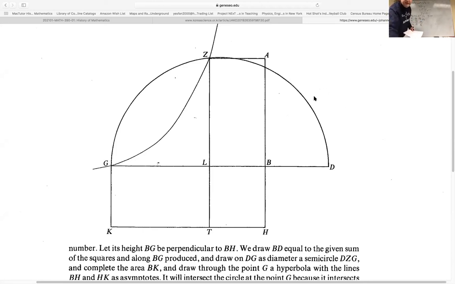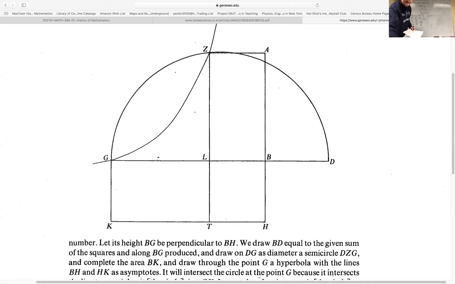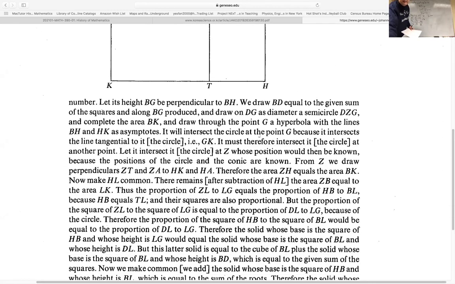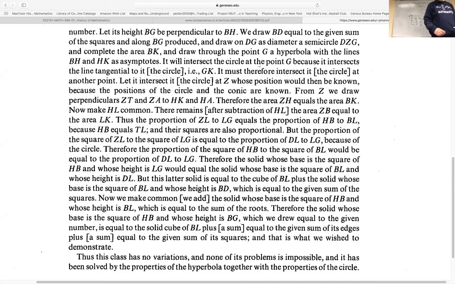All right. And where are we following what Khayyami says? By the way, this seems worth noticing a little. All right, so the area of the two rectangles are the same. This is from the property of a hyperbola. Now make HL common. They have that rectangle in common. There remains, after we subtract it, the area of this rectangle equal to this rectangle.